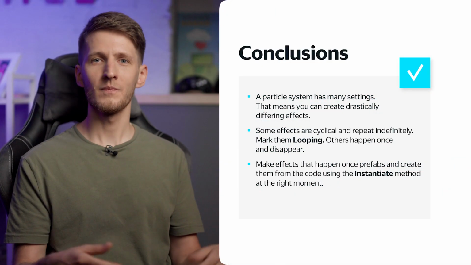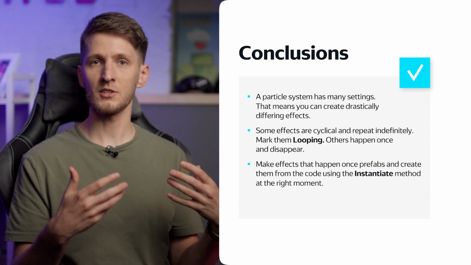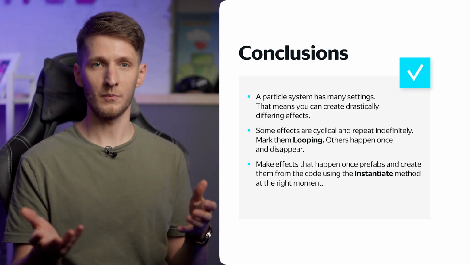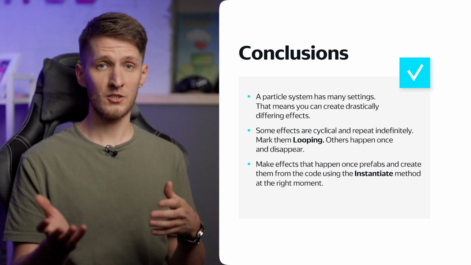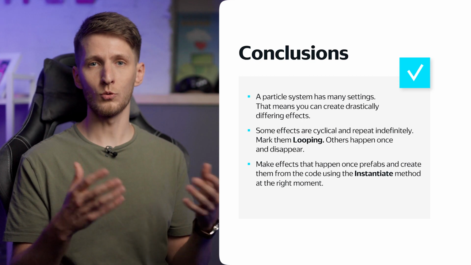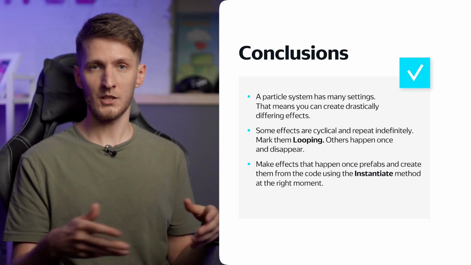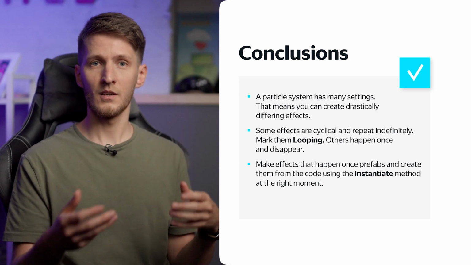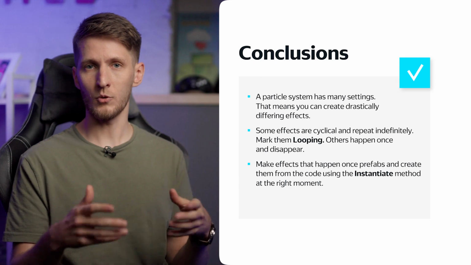Let's summarize. The particle system has a lot of settings that you can use to achieve completely different effects. Some effects are looped and played endlessly. You need to select the looping option for that. Other effects are played once and then disappear. It's convenient to make the effects that are played once into prefabs and use the instantiate method to create them at the right moment in the game.